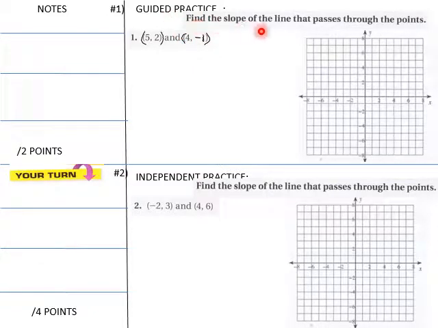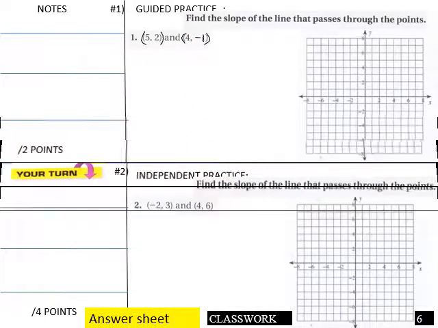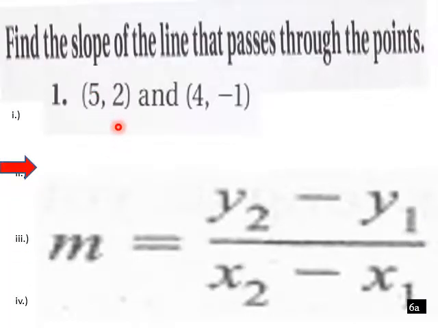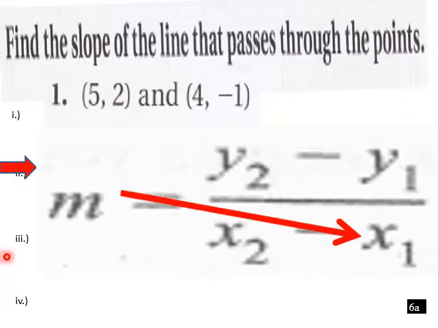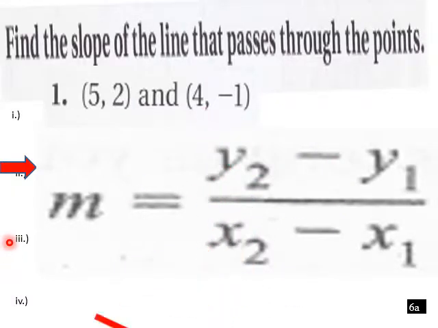Okay, guided practice, find the slope of the line that passes through the points (5, 2) and (4, -1). Students, this is you here. Then (-2, 3) and (4, 6). Find the slope of the line. Okay, how are we going to do the guided practice? Here we go. Guided practice, there's our 2 points. Here's the slope formula. y2, y1, and then x2, and then x1.